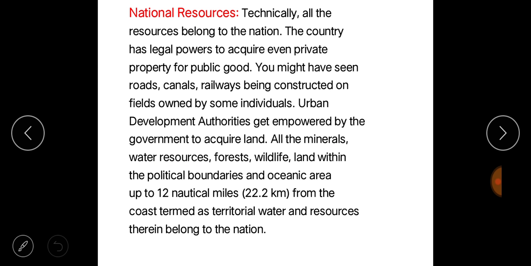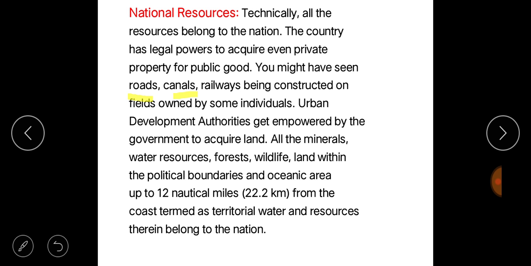National resource. Technically, all the resources belong to the nation. All the resources, whether individual resource, community resource, any private or public property, whatever is in the country, the country has a legal power to acquire, even private property, for the public good. Okay.